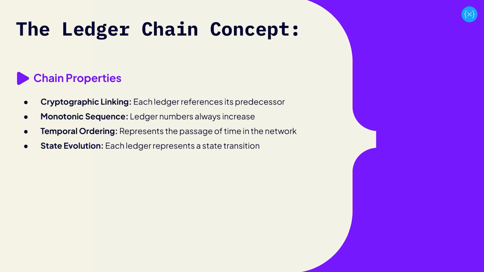transition. So why this sequential design? It ensures deterministic ordering of events. It prevents double spending and race conditions. It also enables efficient synchronization between nodes and provides a clear audit trail for all network activity.